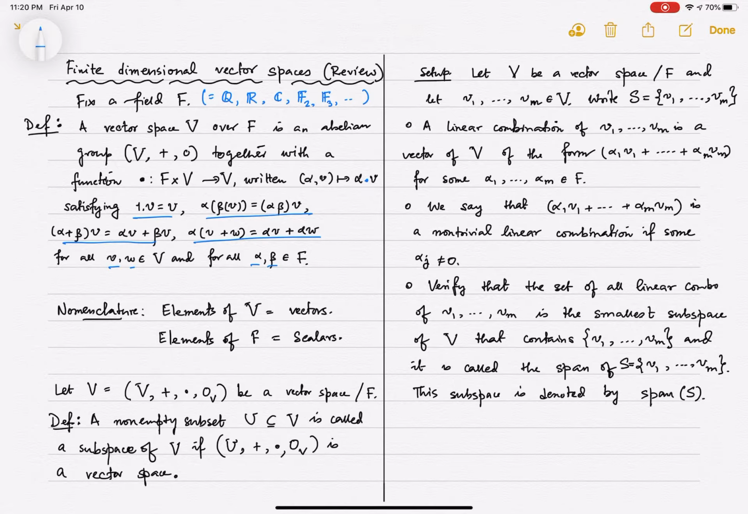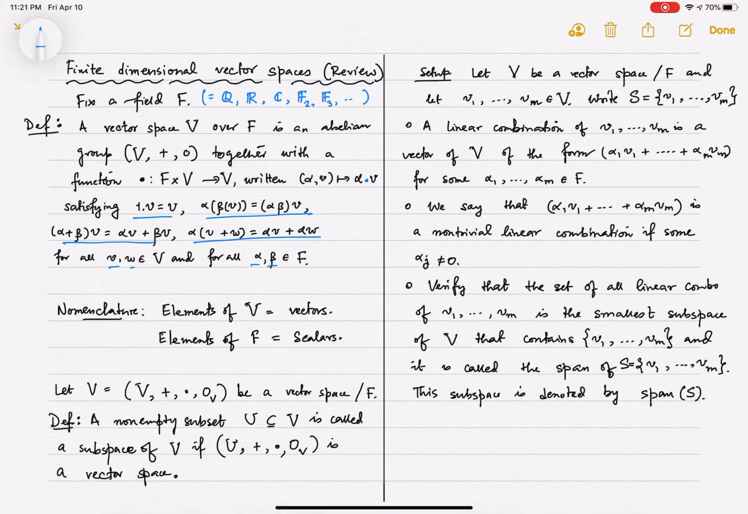And in this context, you call the elements of V vectors and the elements of F scalars. So when you're talking about real vector spaces, the scalars mean real numbers. When you're talking about complex vector spaces, then scalars mean complex numbers, and so on.